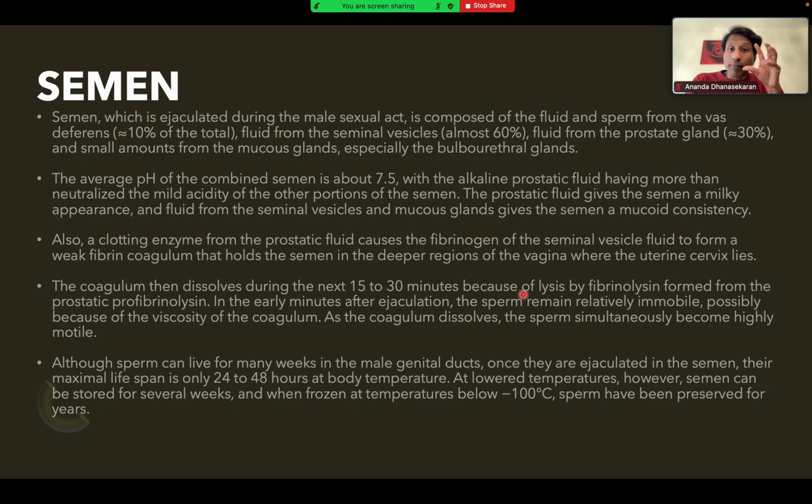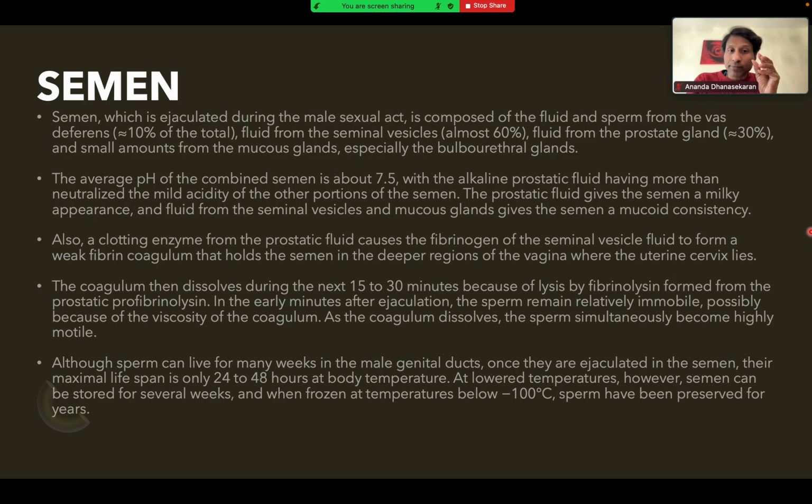The average combined semen is nicely alkaline. It is 7.5. So every constituent is very important in maintaining the alkalinity, and it neutralizes the acidity in other portions of the sperms and also in the female tract. The clotting enzyme in the prostatic fluid keeps the semen intact in a mucus form. So if a man ejaculates and you put it on a slide and see, it forms a mucus and stays there because of the clotting enzymes present in the prostate. It's not running away like water.